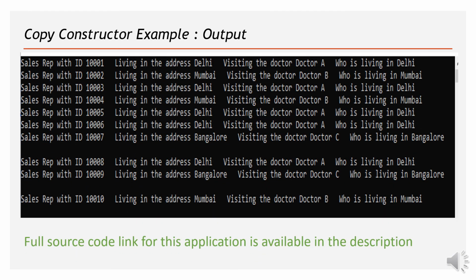If you run the program, we can see the output as sales rep with ID living in the address Delhi, visiting Dr. A who is living in Delhi. The same way, sales rep with ID who is living in the address Mumbai, visiting Dr. B who is living in Mumbai. So ideally we are mapping the sales rep with the doctors using this particular copy constructor concept.